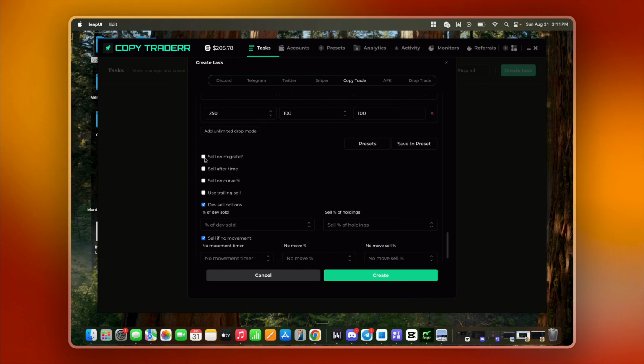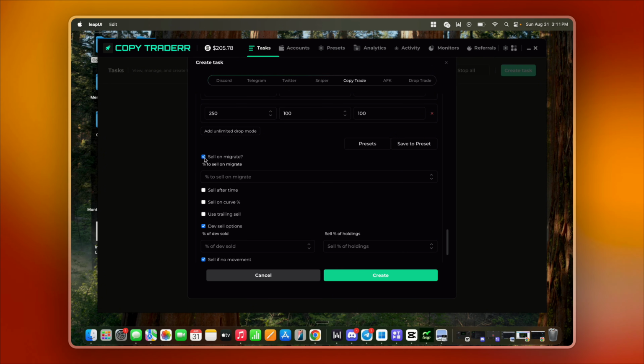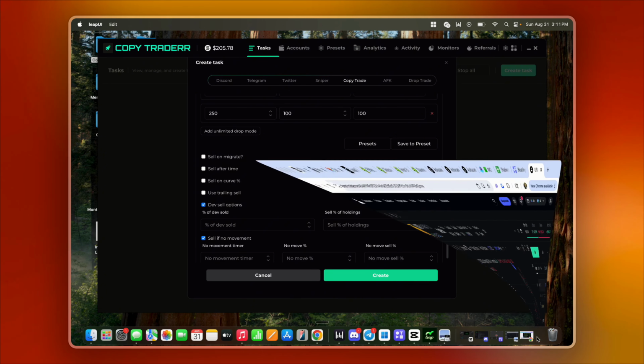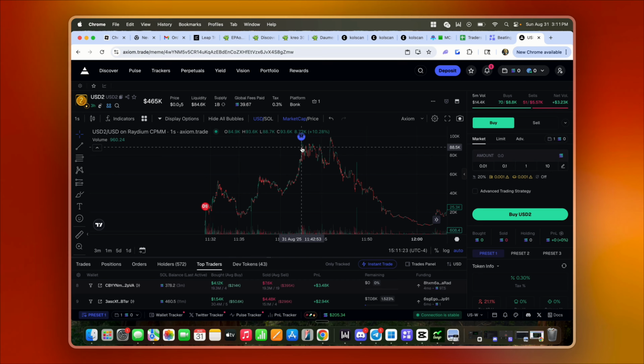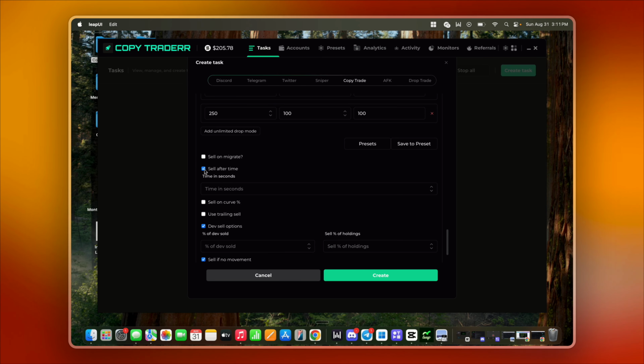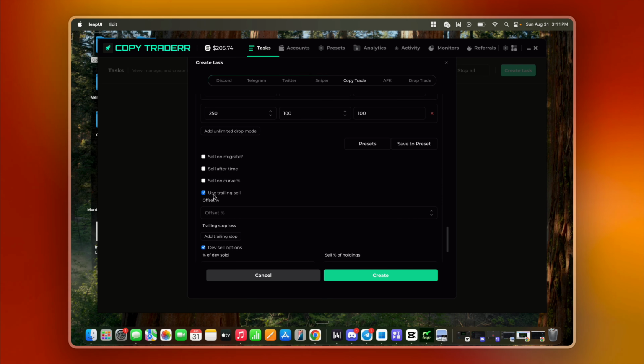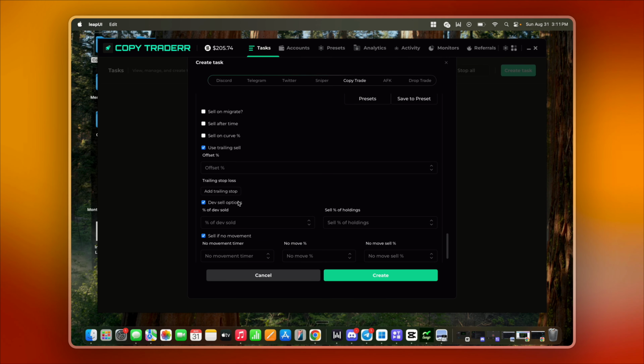So I can choose to sell on migration of a coin, which is a very good idea because as you'll see in many coins, when they migrate, which is here, they usually start to go back down. So I can sell right here. I can sell after a certain amount of time. I can sell after a certain bonding curve percentage. And I can use trailing stop loss, which is a dynamic trailing stop loss.